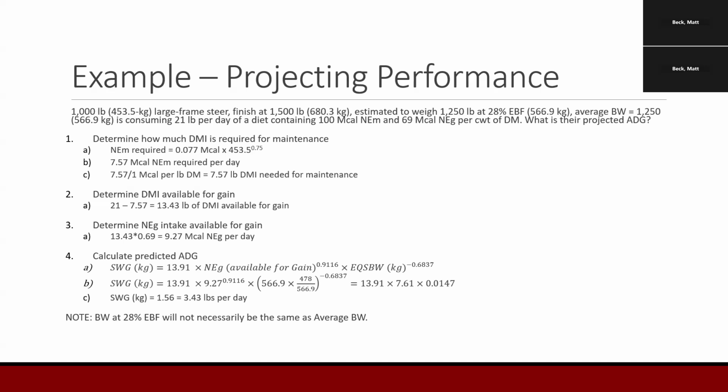13.91 times 0.0147. So that animal should be gaining 1.41 kilograms per day. These equations give it to you in kilograms. So if we want to know pounds per day, multiply that by 2.205, which gives 3.1 pounds per day. You guys see how I did that? Any questions?